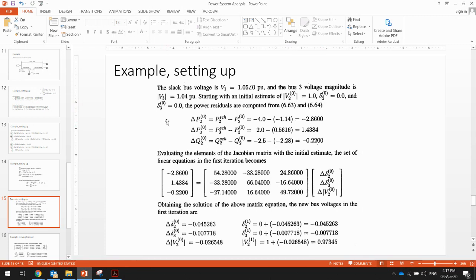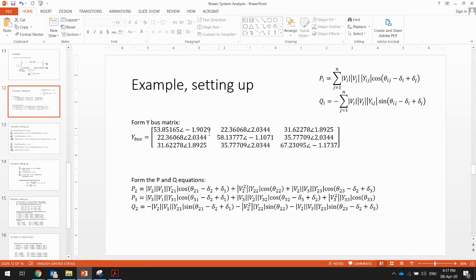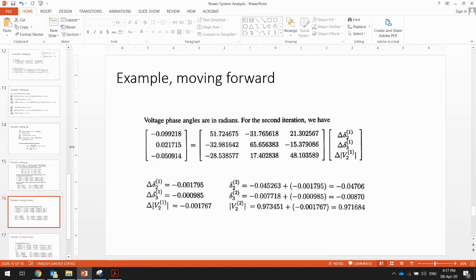So we begin by assuming a value for them. Initially, for voltage, we normally assume a value of 1 per unit. And for delta, we normally start with assumptions of 0. 0 what? 0 radian. Okay, not 0 degree, it's 0 radian. That reminds me that you should be aware that the theta angle for all the admittances over here are also in radians.